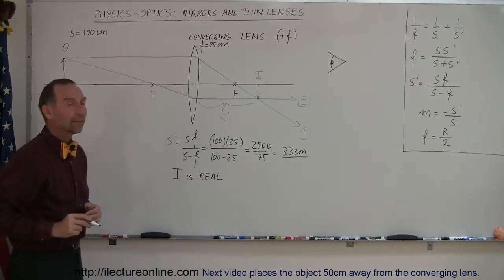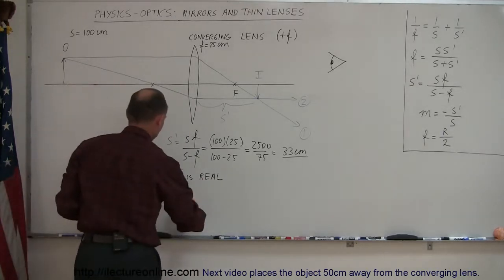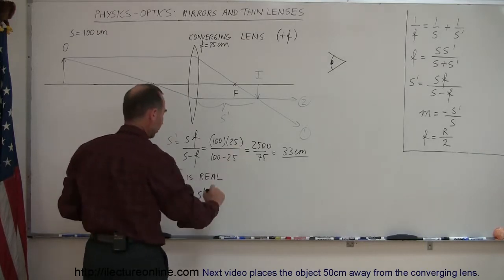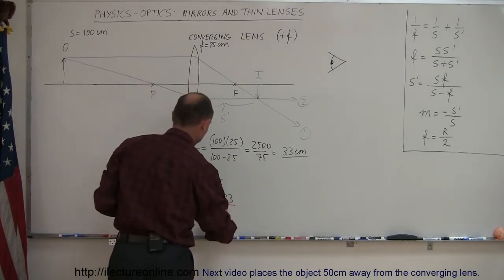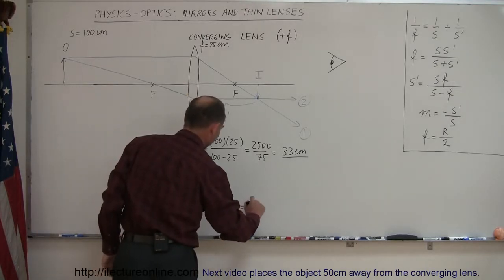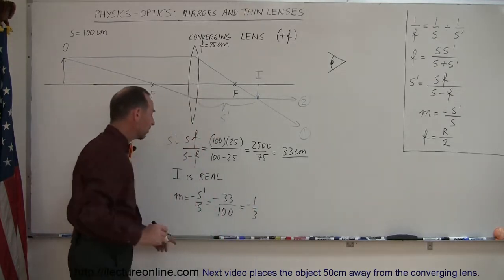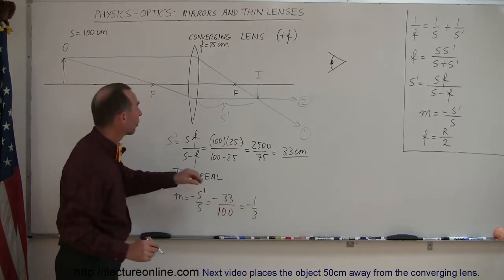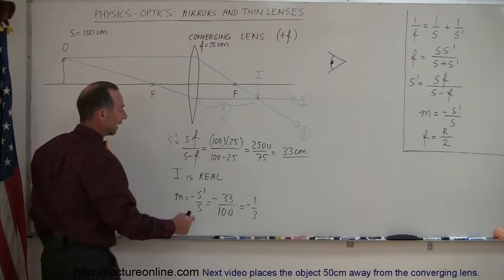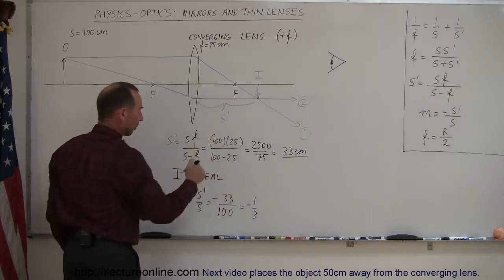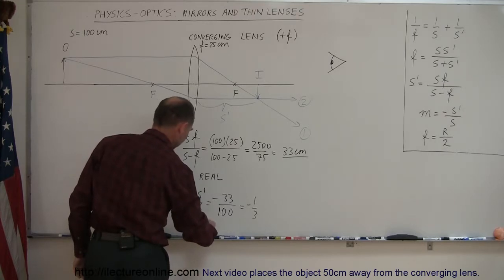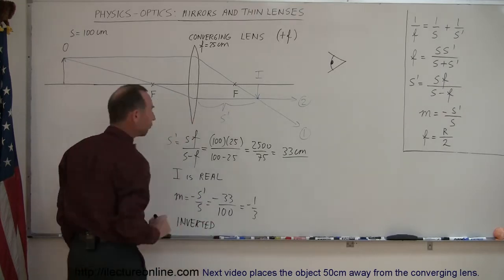Okay, next we want to find the magnification of that image. So M is equal to minus S prime over S. So that's minus 33 divided by 100. That looks like minus 1/3, which means the size of the image is 1/3 the original object. So here's the object, there's the image, 1/3 the size. Negative means that it's inverted, or upside down, so the image is inverted. And there's all the answers that we were looking for.